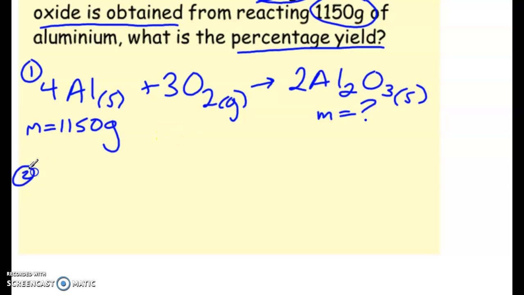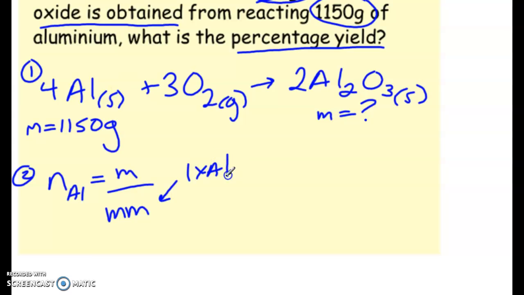The next thing we're going to do is find the moles of aluminum by doing mass over the molar mass. Molar mass is just 1 aluminum. Okay, so we'll continue this in the next part.